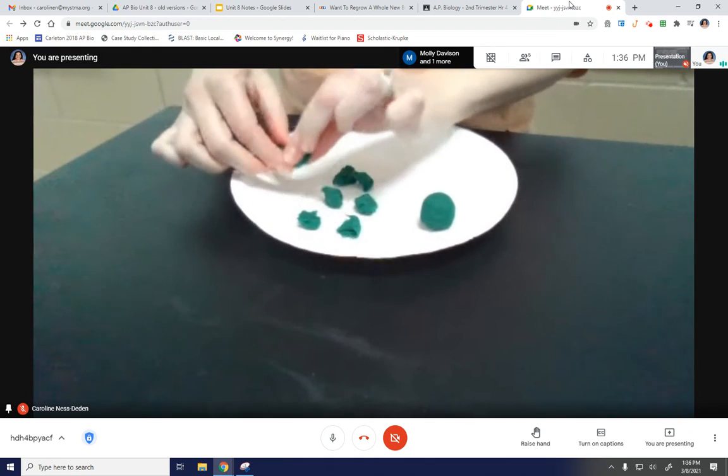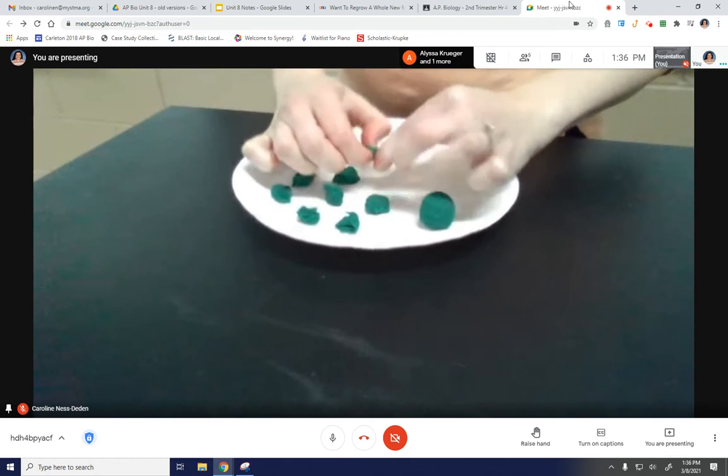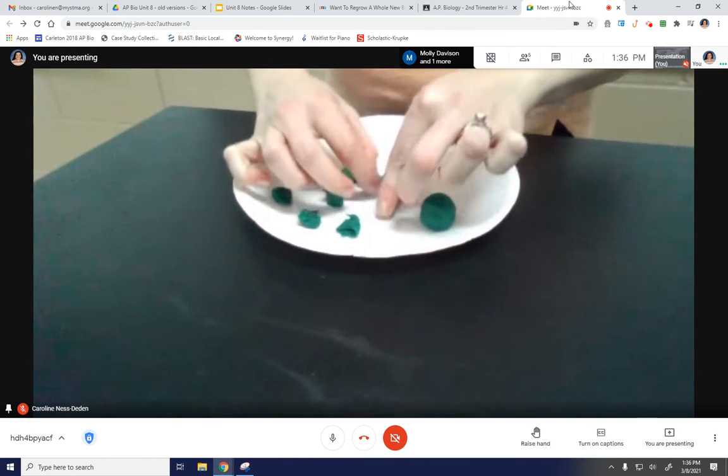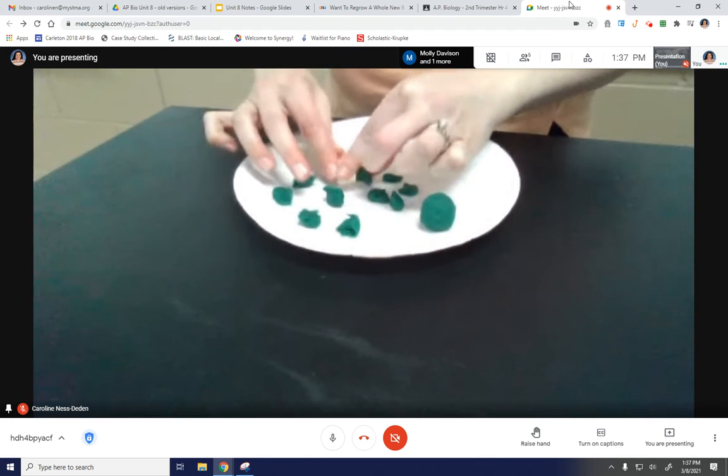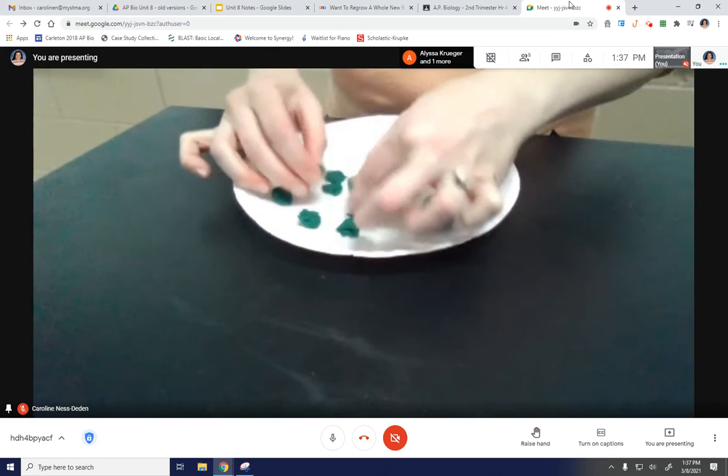So mitosis is happening. I will make all of mine spherical in a little bit. And then that divides again. Let's see. 2, 4, 6, 8, 10.